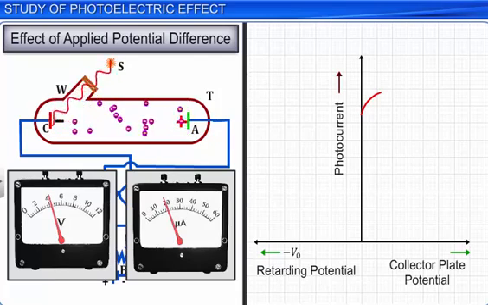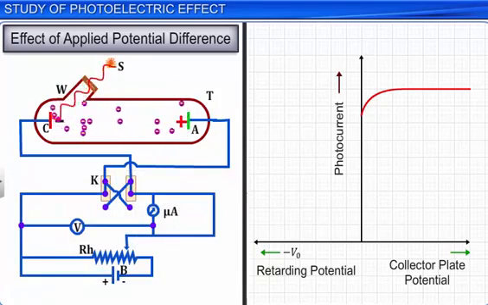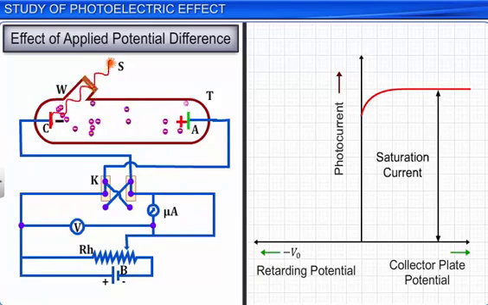As the accelerating potential across the emitter and collector plates increases further, you will notice that the current in the microammeter reaches its maximum and remains constant. This maximum value of the current is called saturation current. Saturation current is a consequence of all the photoelectrons emitted by emitter plate C reaching the collector plate A.